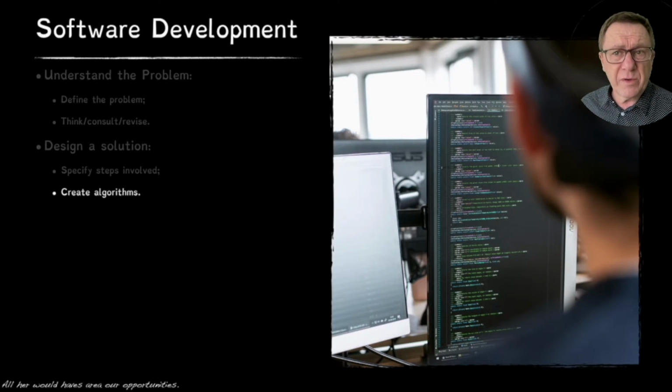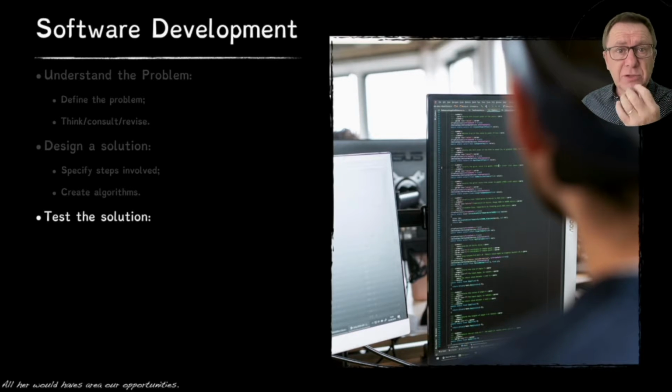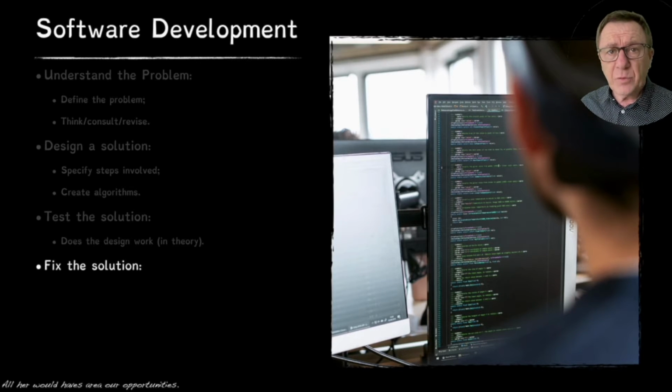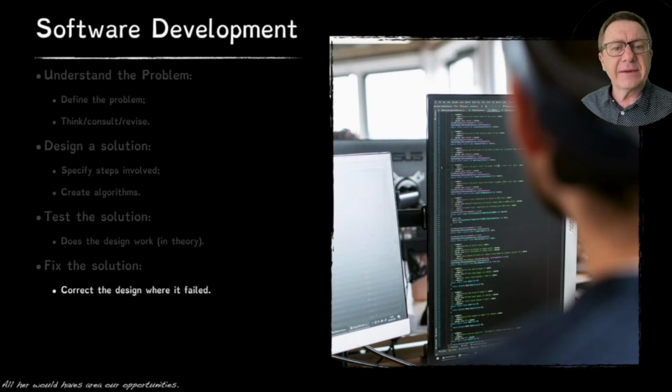We create algorithms. So we find the steps and then we create the algorithms that we're going to go through to get stuff done. Next, we test the solution. The solution that you've created, that design, does it actually work? Okay? Does it work in theory? We haven't done any coding yet. Then, after we've tested it, we fix it because the chances are you found some flaws in your design. So we're going to fix those flaws.